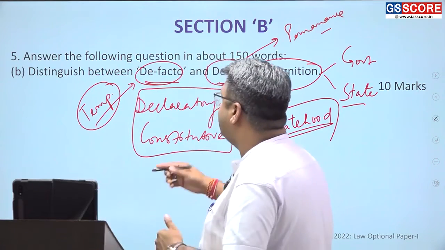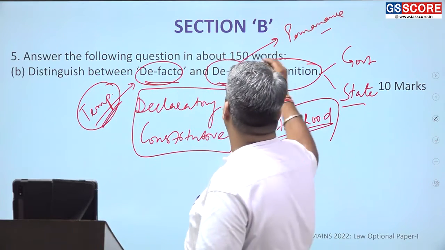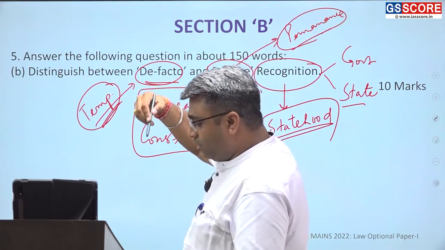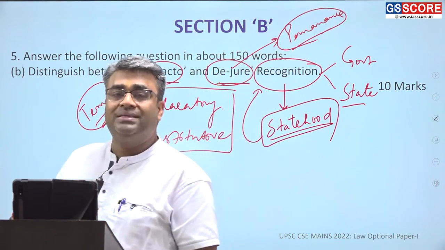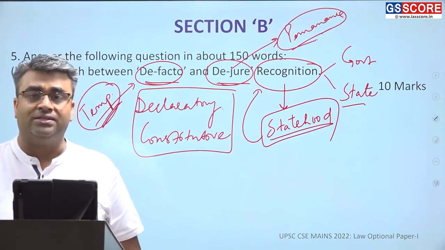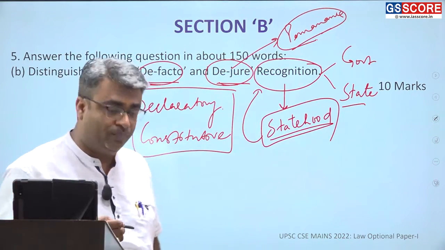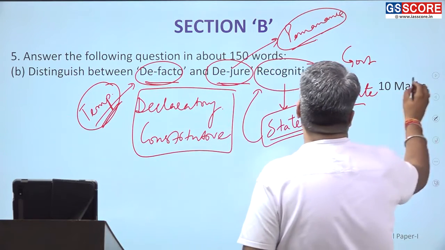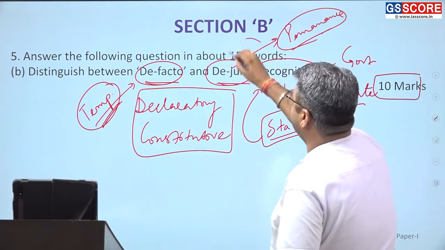So basically, it is given for a temporary purpose, while the other is mainly for permanence. So generally, for the time being, you follow a wait and watch policy. So this is de facto recognition actually. Okay, so in this way, by mentioning all these elements, you can simply conclude this question in 150 words only. Simple.